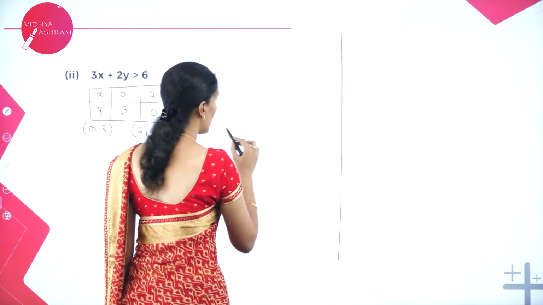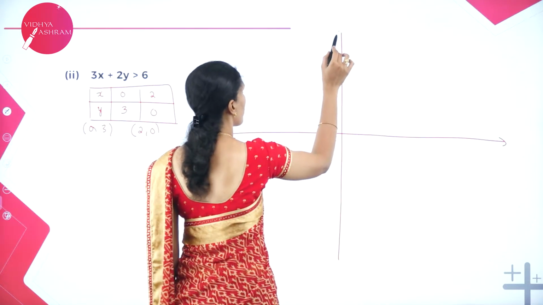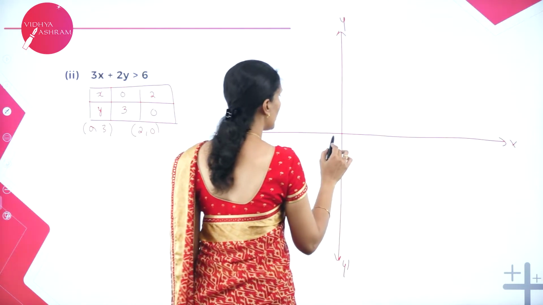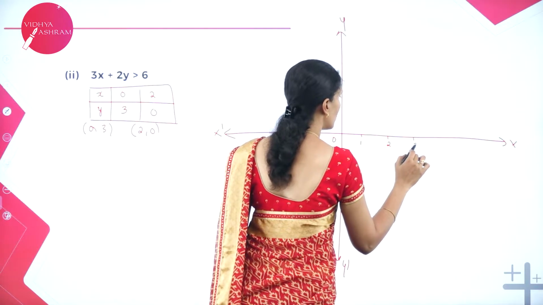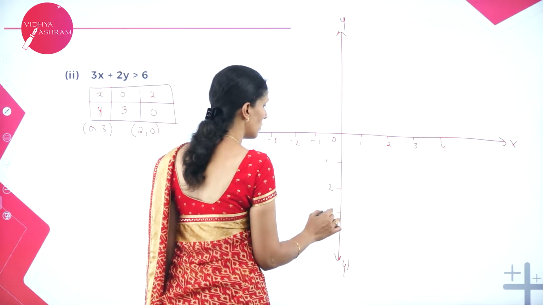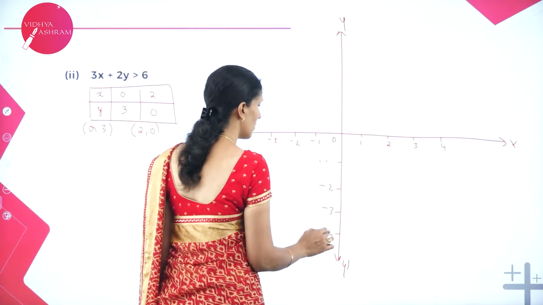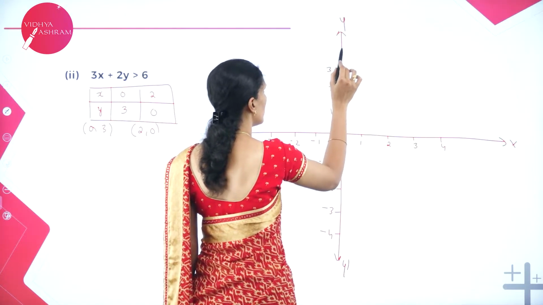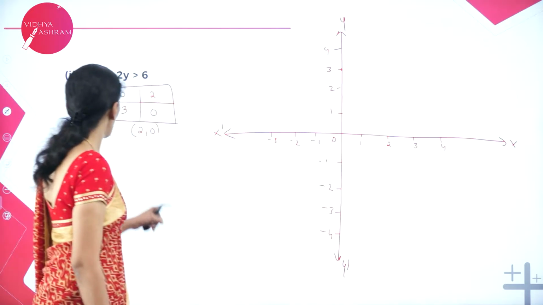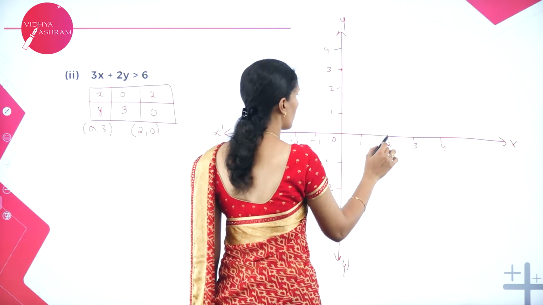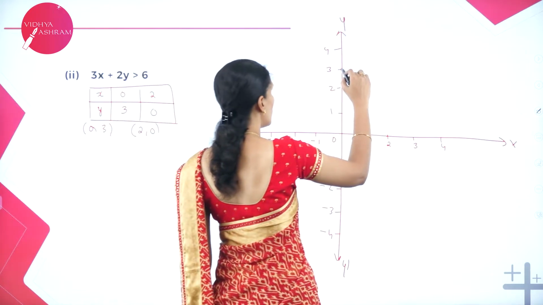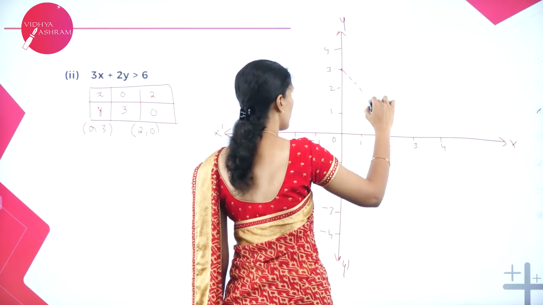So we have the x axis and y axis. This is y dash, y, x and x dash. Let us mark 1, 2, 3, 4, minus 1, minus 2, minus 3, and 1, 2, 3, 4, which is negative here. And here it is 1, 2, 3, 4. Now what are the points here? 0, 3. So this is the point 0, 3. And here we have 2, 0. So here, 3x plus 2y is greater than 6, a strict inequality. So we are going to use a dotted line to draw the straight line here.